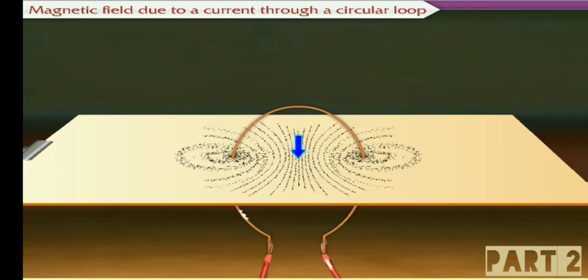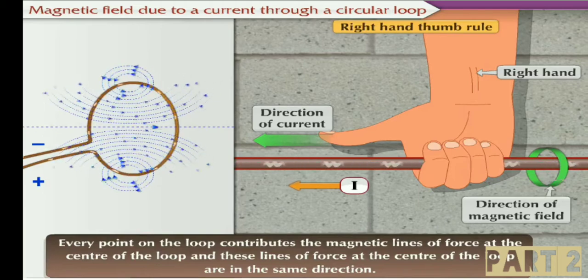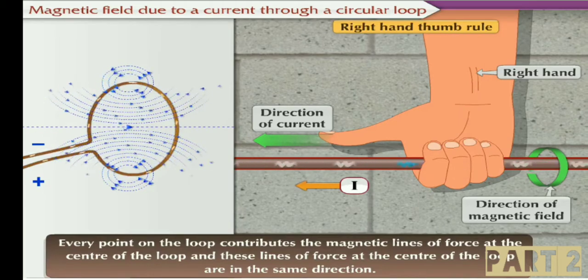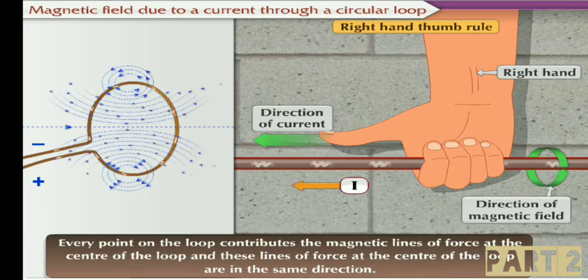At the center of the circular loop, the circle of magnetic lines of force becomes so big that its arc can be shown as a straight line. Here, the magnetic lines of force are shown near the points P and Q only. However, they will be created near each point on the loop. Likewise, each point will produce a magnetic field at the center of the loop. By making use of the right-hand thumb rule, we can check that every point on the loop contributes magnetic lines of force at the center of the loop, and these lines of force at the center of the loop are in the same direction.